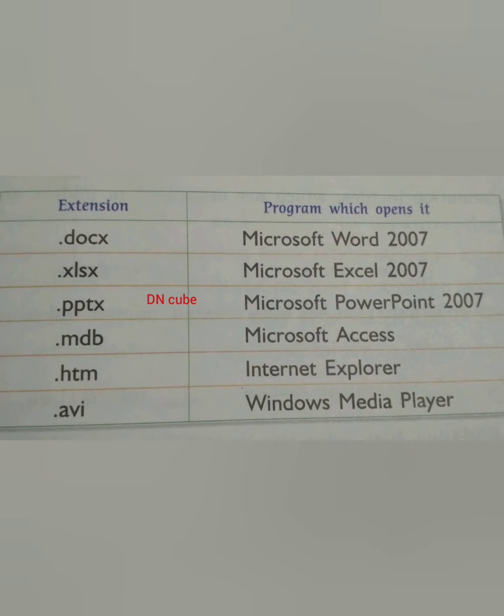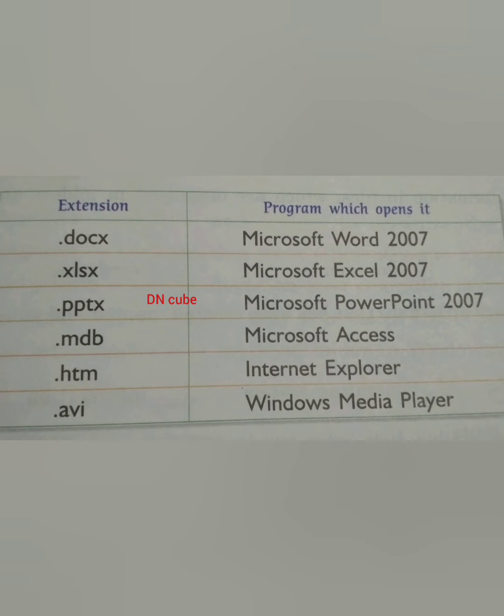And for the program Microsoft Excel 2007, the file extension is .xlsx, and by looking into this we can understand that it is an Excel file. For Microsoft PowerPoint 2007 version, the file extension is .pptx, and by looking into this we can understand that it is a PowerPoint file. For Microsoft Access, the file extension is .mdb. All are in small letters.